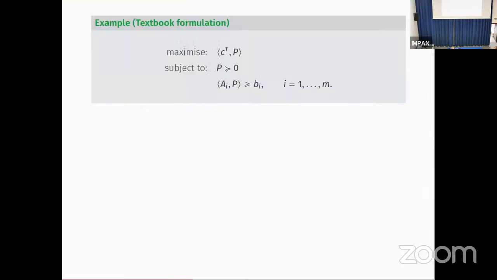So here's the textbook formulation. I have some functional, this is a vector. P now I consider as a vector, so it's a dot product. It's the standard value of the functional. And then here I consider P as a matrix. So I say P is semi-positive definite. And then I have a bunch of linear constraints, basically saying a dot product with some vector or some matrix, and P must be greater or equal than b_i. b_i is a vector. B is a vector, different now. Okay.